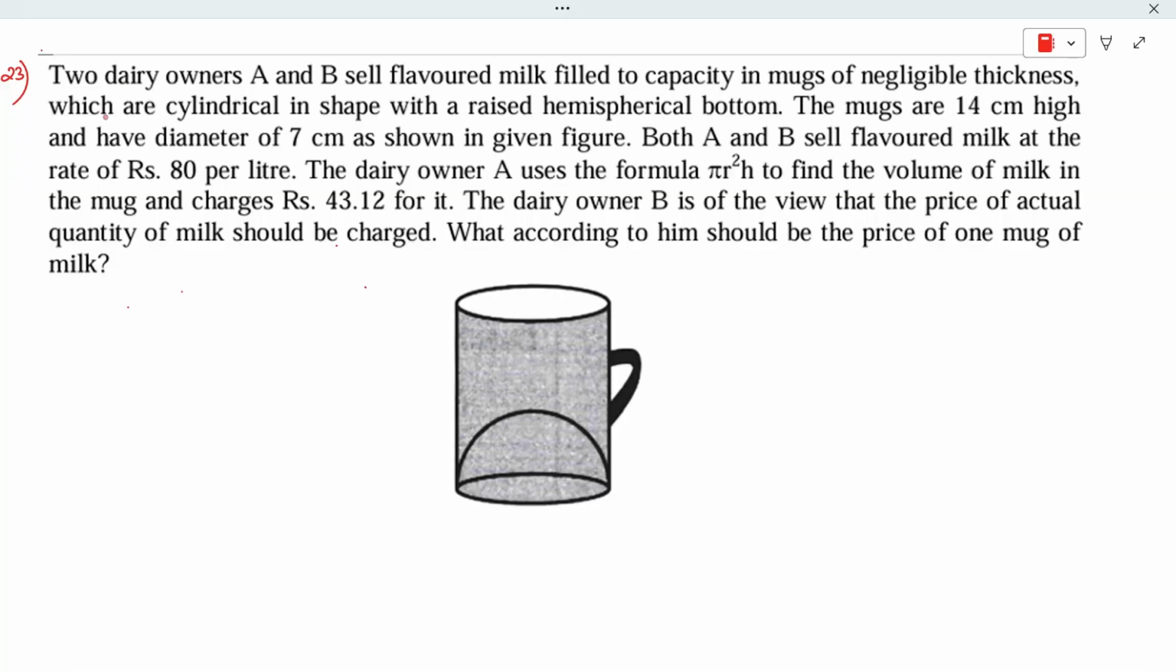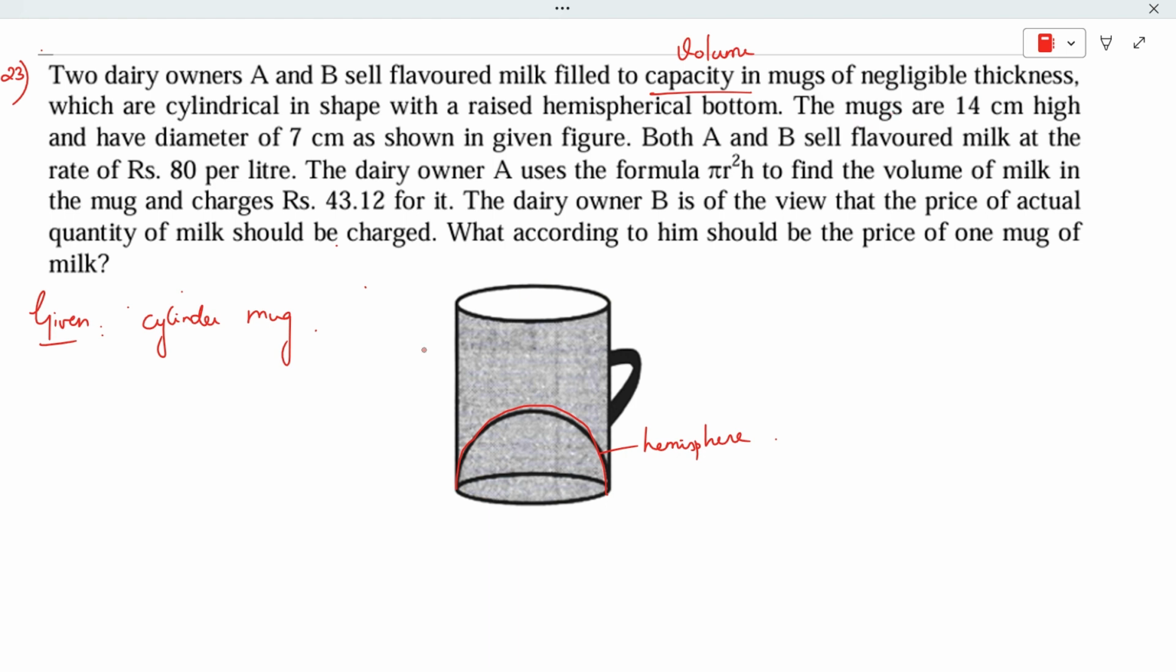Let's read the question and understand what is given from the word problem. Two dairy owners, A and B, sell flavored milk filled to capacity. So capacity indicates that I need to find volume. In mugs of negligible thickness. So thickness is negligible, which are cylindrical in shape. The shape of the mug is a cylinder. So I know the shape of a mug is a cylinder, right? With a raised hemispherical bottom. Why they are saying raised, we will come to know in the next part of the question. So this is a hemisphere. It is projected inward.